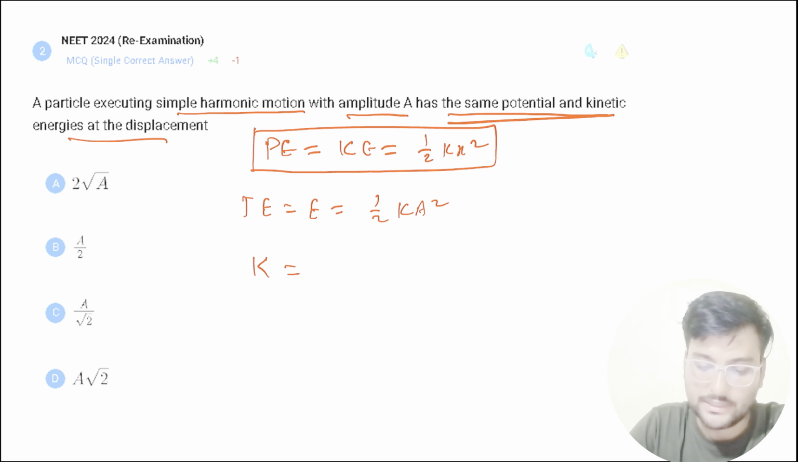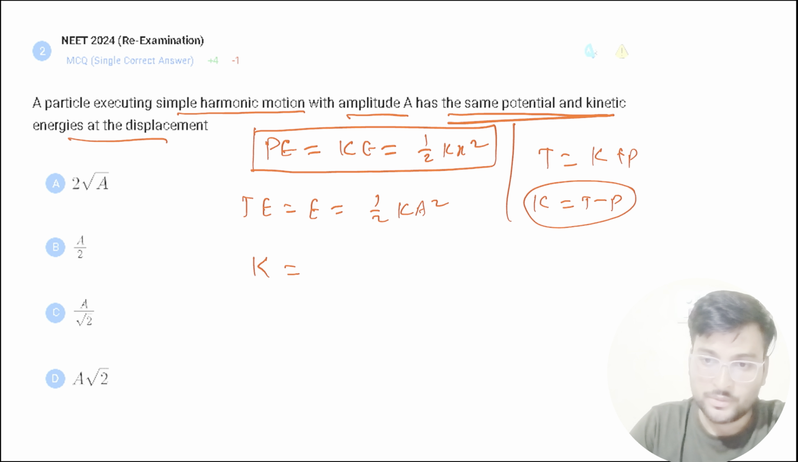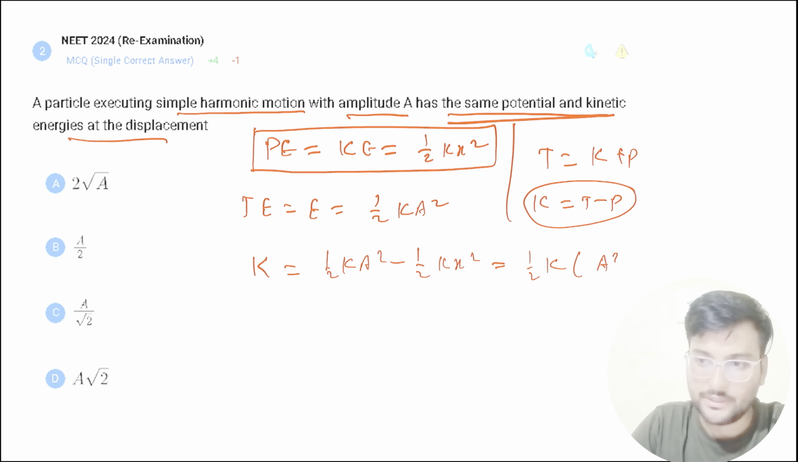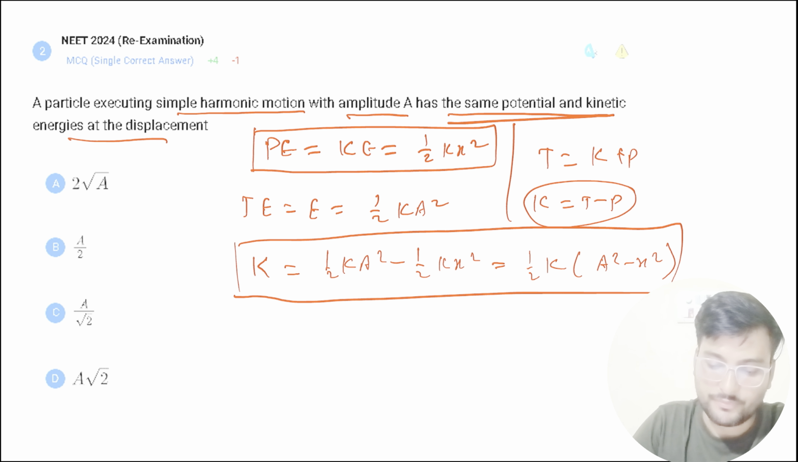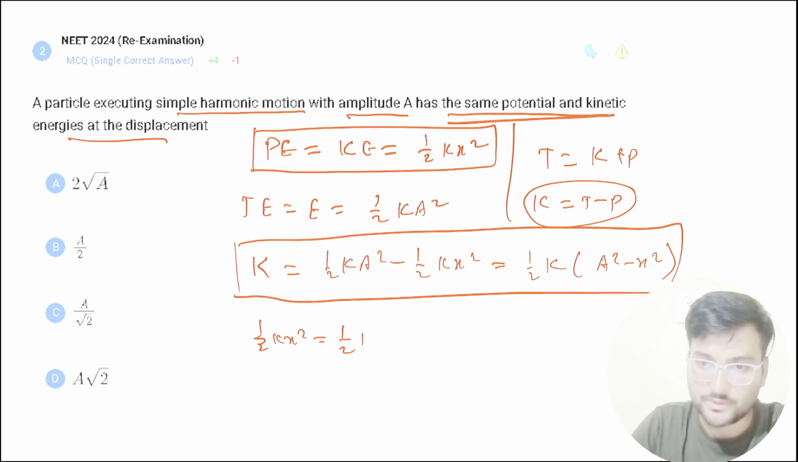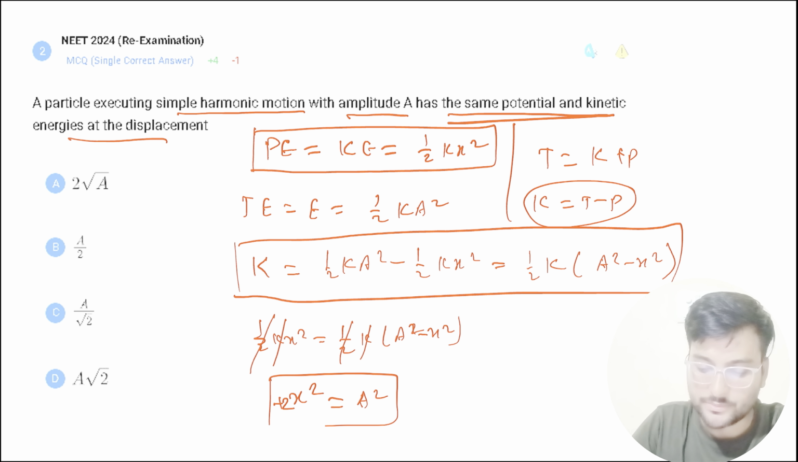So we can say the kinetic energy is equal to how much? Because we know that total is equal to kinetic plus potential, the kinetic is equal to total minus potential. So kinetic is half k a square minus half k x square, that is half of k into a square minus x square. At the given condition kinetic and potential are the same, so half k x square is equal to half k a square minus x square. Half k cancels out, so x square plus x square is equal to a square.